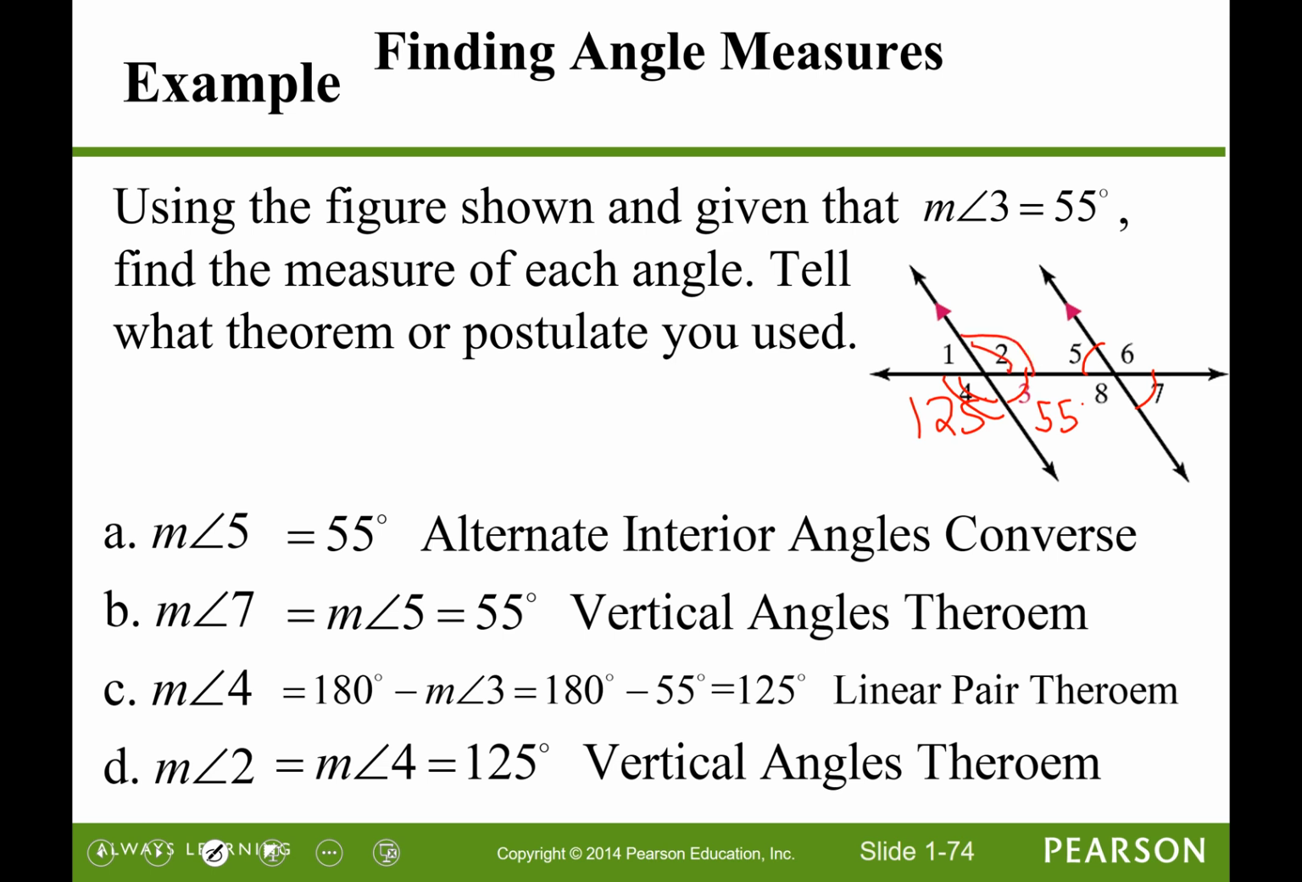Let me sketch them over here if you're not seeing how they're vertical angles. 4 and 2, anytime two lines cross like that, you have vertical angles. So 4 and 2 are vertical angles. And the vertical angles theorem says that those are congruent. So whenever you see two lines crossing, you can always add congruent markings like this. Justification, vertical angles are congruent.